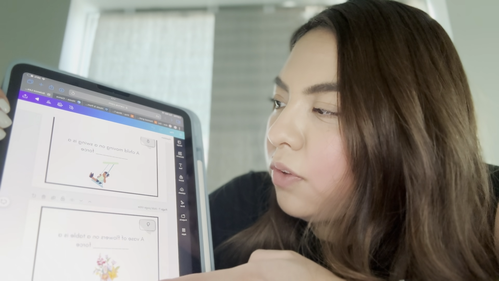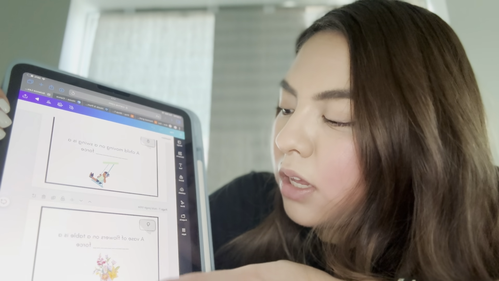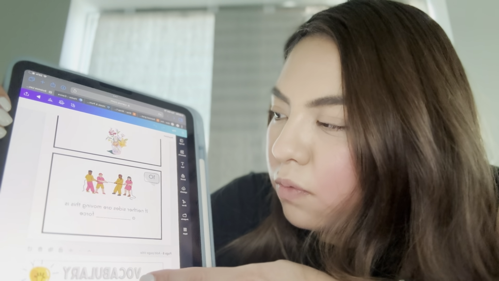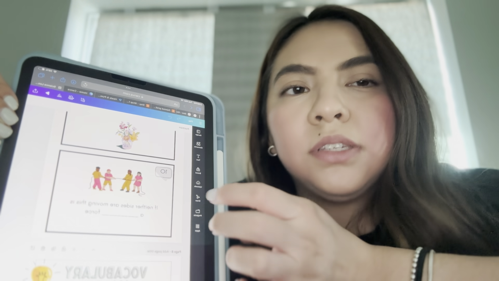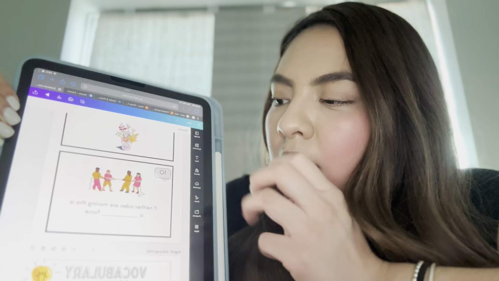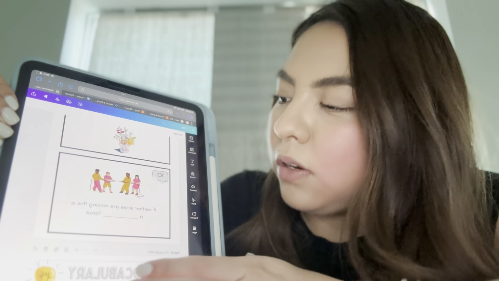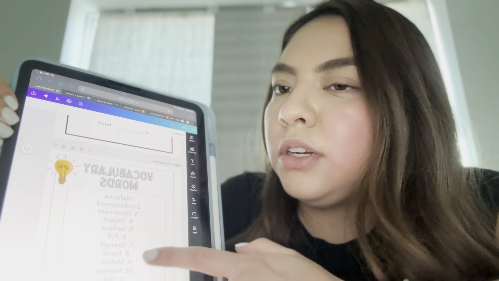A child moving on a swing is a blank force. A vase of flowers on a table is a blank force. If neither side is moving, this is a blank force. So this is just a bunch of examples where they have to decide if it's a balanced or an unbalanced force depending on what they have learned.